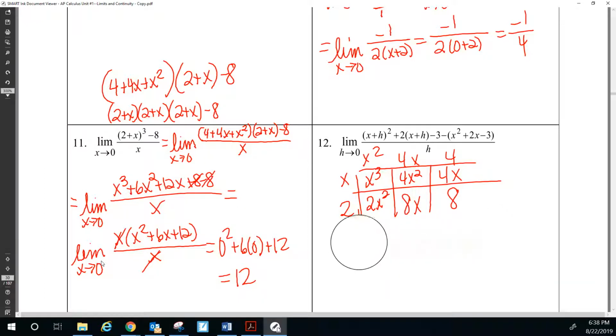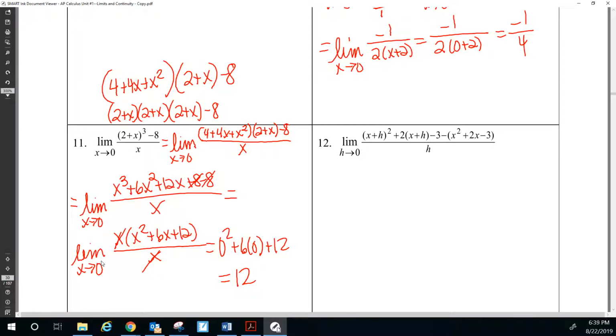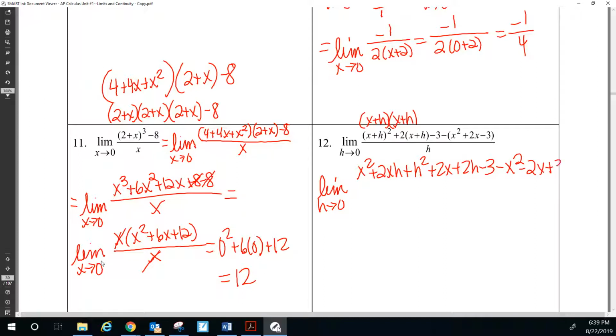All right, number 12. This is a good one. Again, we've got to get h out of the denominator so we can plug in 0. So this is the limit as h approaches 0, multiplying this out, much easier than the last one, right? We have x squared, xh plus xh is 2xh. h times h is h squared. 2 times x is 2x. 2 times h is 2h, minus 3. And then distribute your negative sign to all three terms. So negative x squared minus 2x minus h minus 3 becomes positive 3, over h.